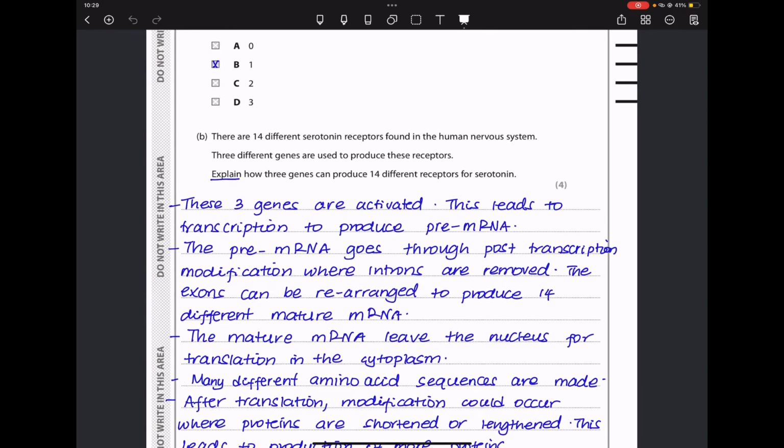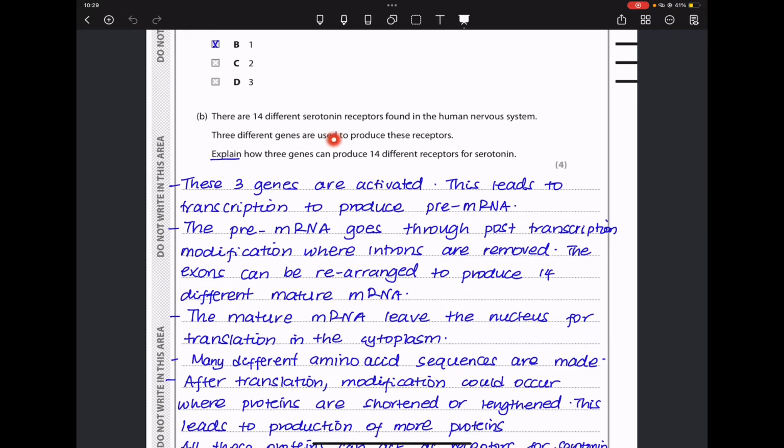In part B, they say there are 14 different serotonin receptors found in the human nervous system. 3 different genes are used to produce these receptors. Explain how 3 genes can produce 14 different receptors for serotonin. And again, remember these receptors are proteins, so if 3 genes are used to produce 14 different proteins, it means there is some post-transcription modification that occurs. Introns are cut out, the exons are rearranged in different orders in order to create the multiple messenger RNAs that are mature for translation into different proteins. There is also a possibility of post-translation modification.